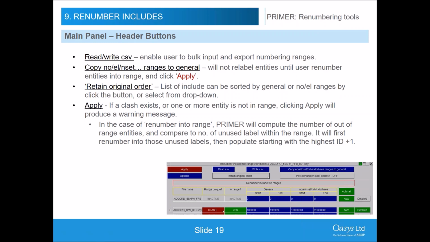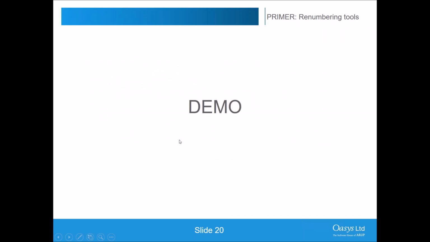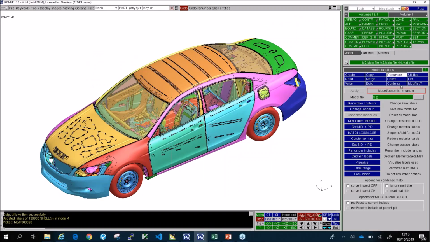But if the total number of that entity is actually larger than the range you've given it, then it will come up with a warning and ask you to increase that range. Like I said, it will try and fill up all the gaps within the range, but once those are filled, then it will start sequentially from the highest ID, adding 1. So let's see that in action.